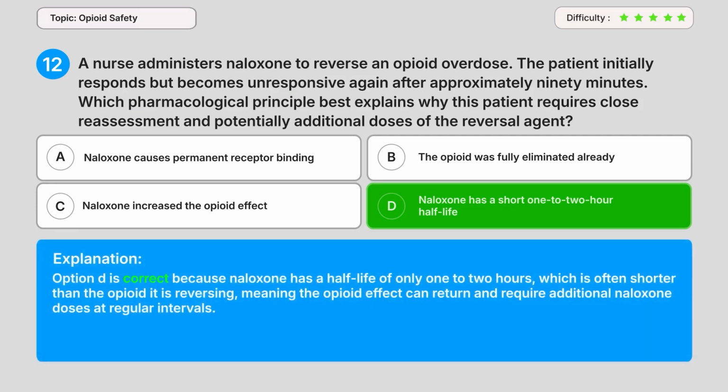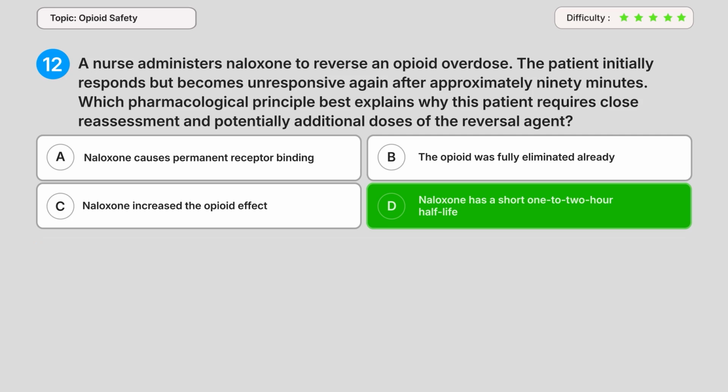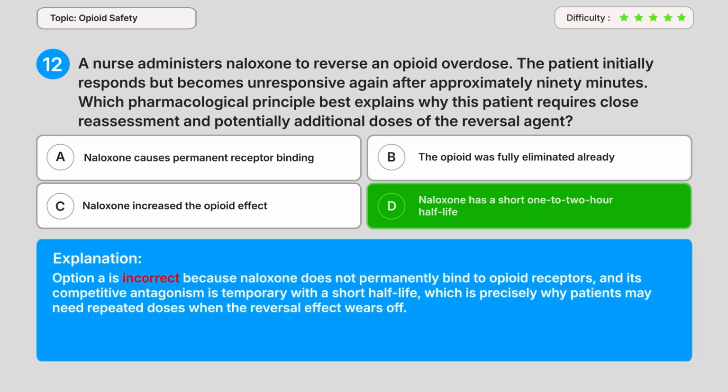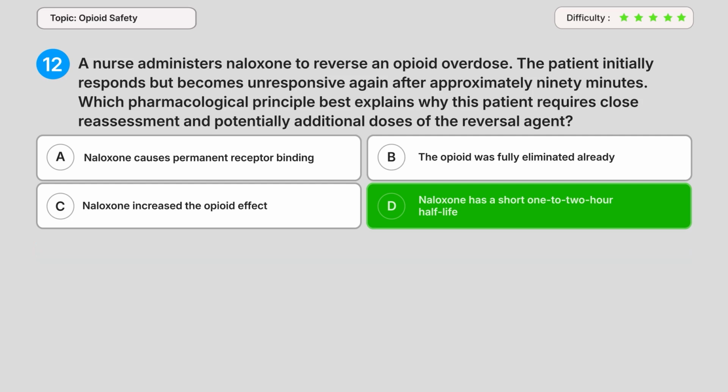Explanation. Option D is correct because naloxone has a half-life of only 1 to 2 hours, which is often shorter than the opioid it is reversing, meaning the opioid effect can return and require additional naloxone doses at regular intervals. Option A is incorrect because naloxone does not permanently bind to opioid receptors, and its competitive antagonism is temporary with a short half-life, which is precisely why patients may need repeated doses when the reversal effect wears off.